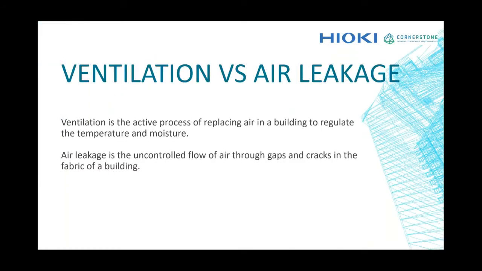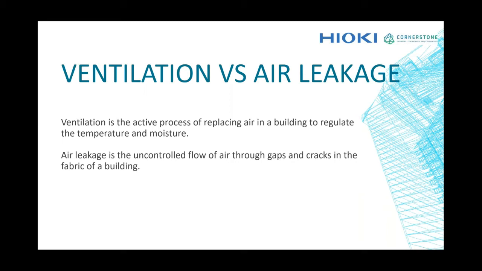So let's define what an air leakage is. Before we come to air leakage, we have to look at what is ventilation. Ventilation is the active process of replacing air in a building to regulate the temperature and moisture. So ventilation is something that is controlled. It always happens under a controlled condition. For example, in your house, you open a window or a door, or you switch on an HVAC unit. So it's fully controlled.